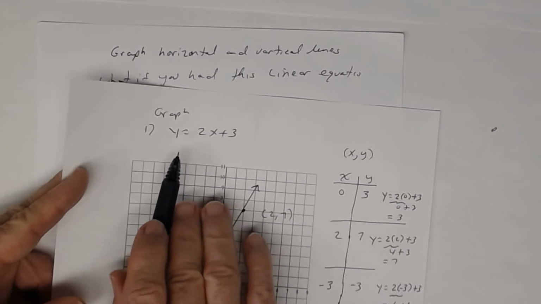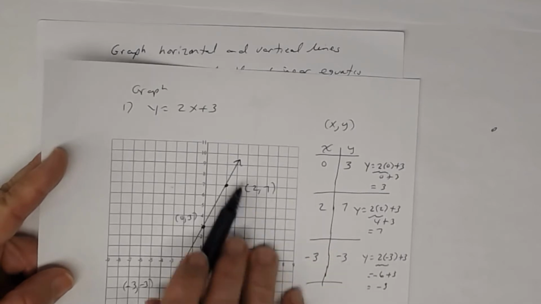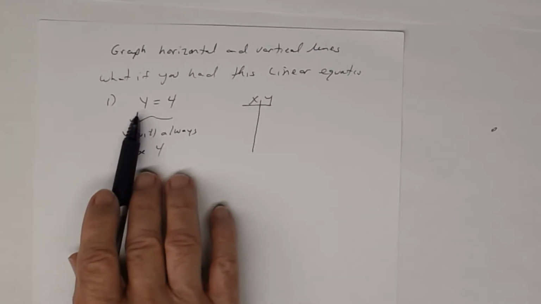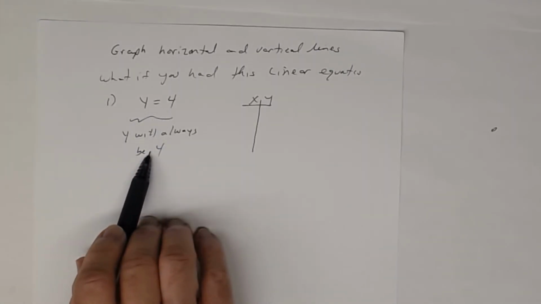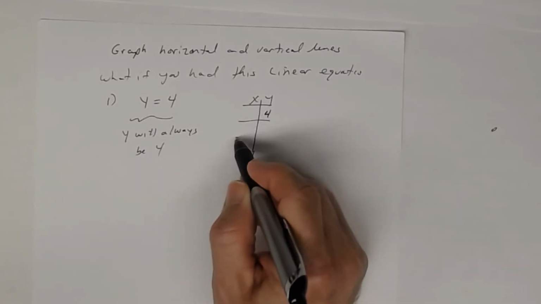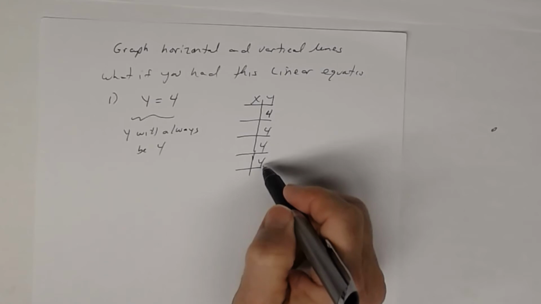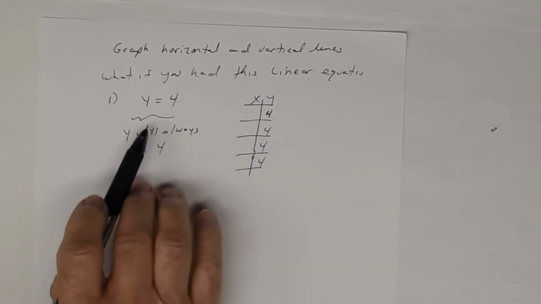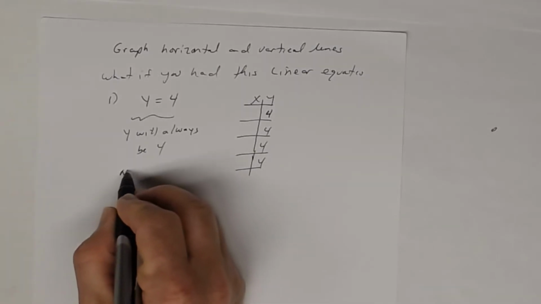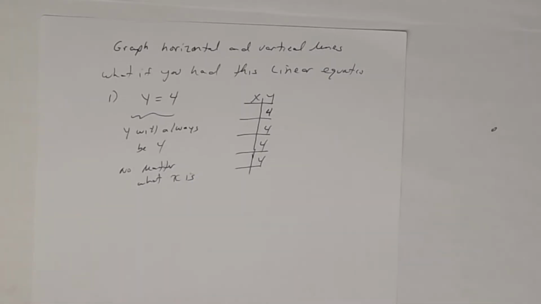That's what that says. In the other equation, y varies depending on what x is, because you're going to multiply by 2 and then add 3. This says that y will always equal 4. So in the y column, this will always be 4. So y equals 4 means y will always be 4 no matter what x is.